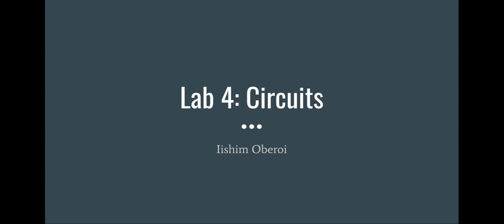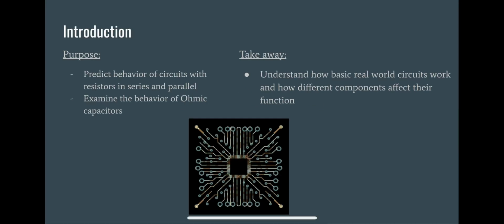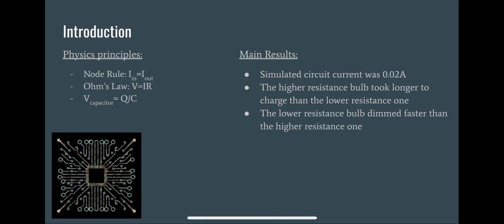This is Lab 4, Circuits by Iishim Oberoi. The purpose of this lab is to predict the behavior of circuits with resistors in series and parallel, and to examine the behavior of ohmic capacitors in circuits. The takeaway from this lab is to understand how basic real-world circuits work and how different components affect their function. The main physics principles in this lab are the node rule, Ohm's law, and the potential difference of a capacitor.